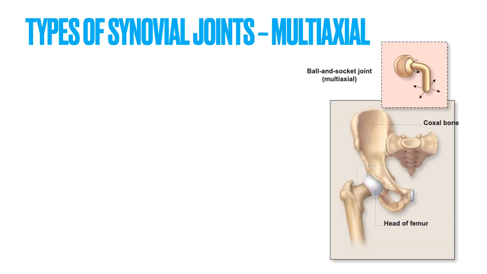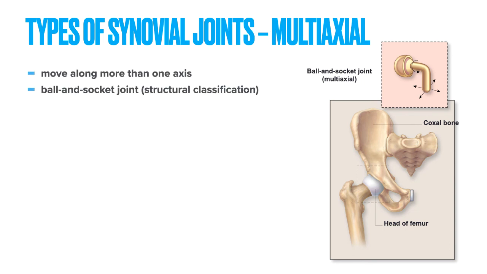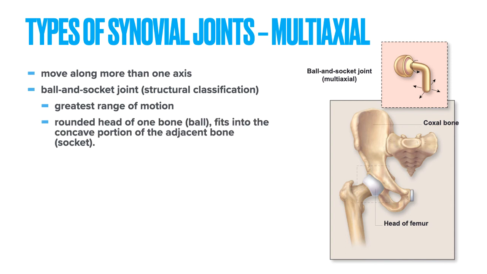So the last type are multiaxial. These are going to be joints that can move in three directions or more. And so this is going to be the ball and socket joint. Okay, that's basically the only ones that fit in this category. These joints have the greatest range of motion. The rounded head of one bone, called the ball, fits into the concave portion of the other bone, which is the socket. There are two of those on the human body.